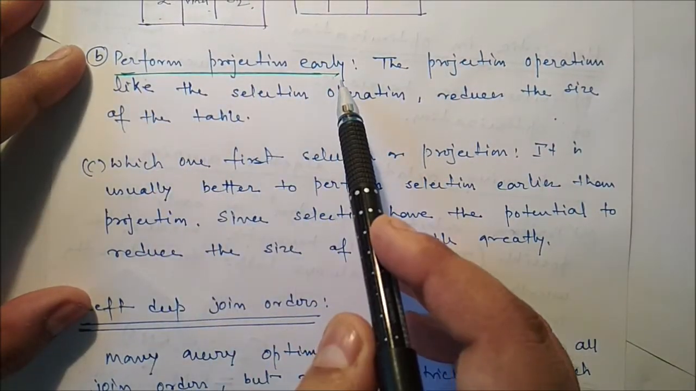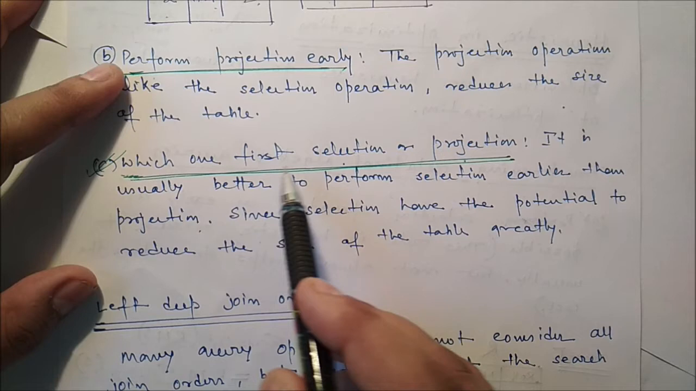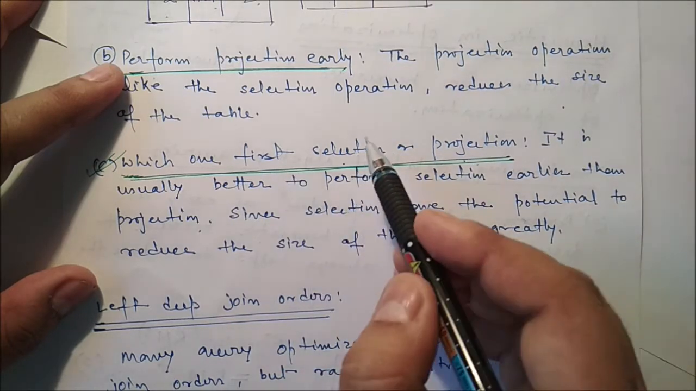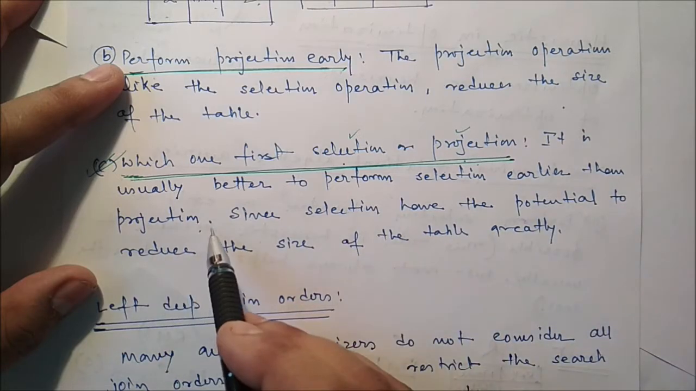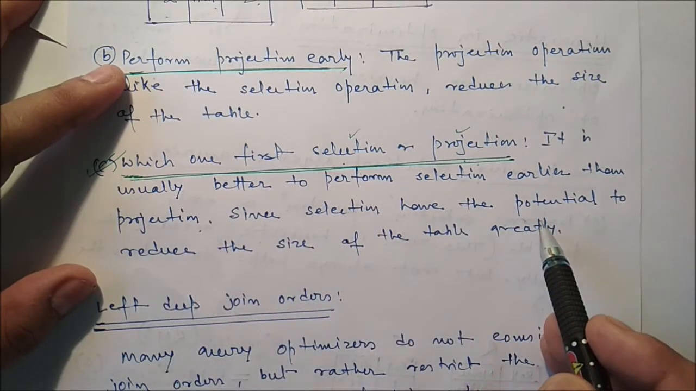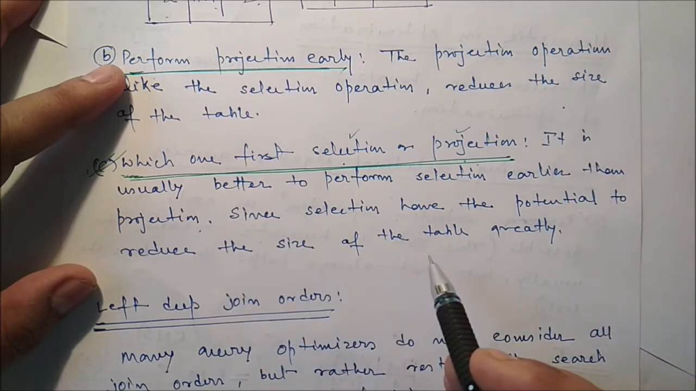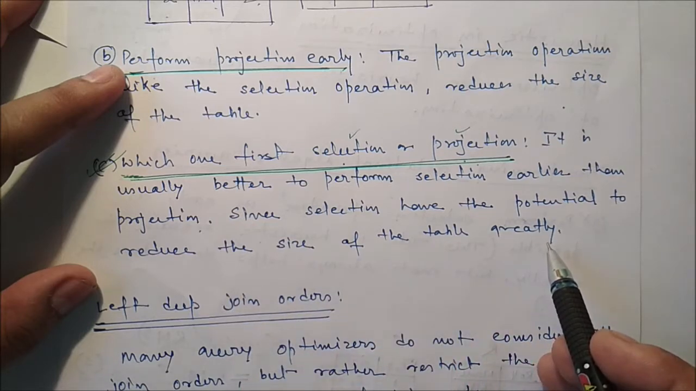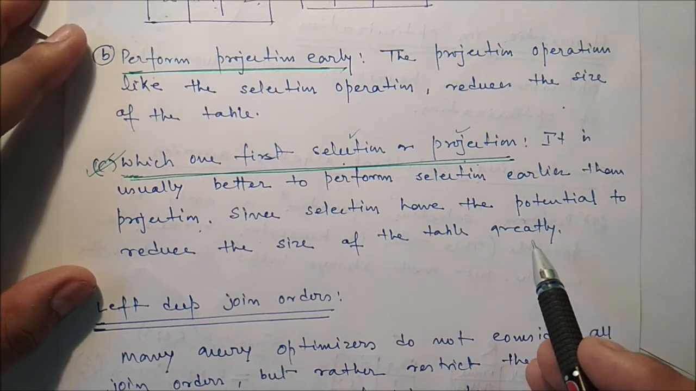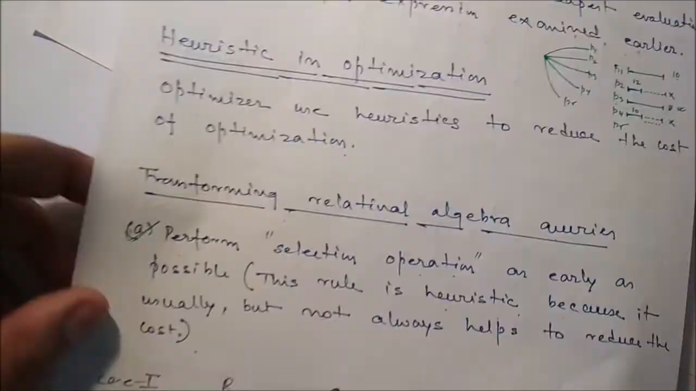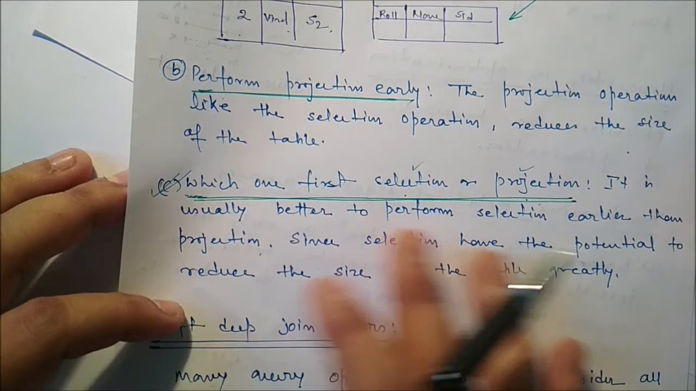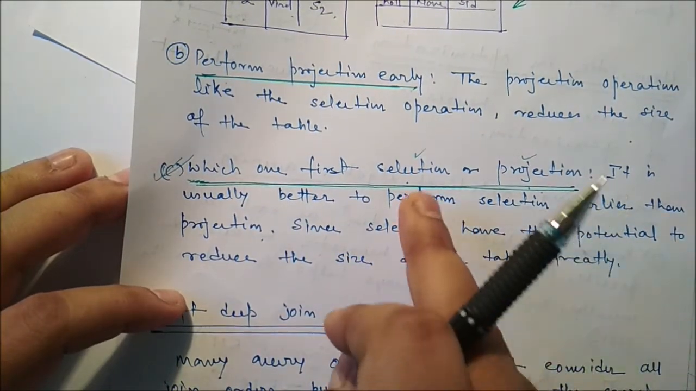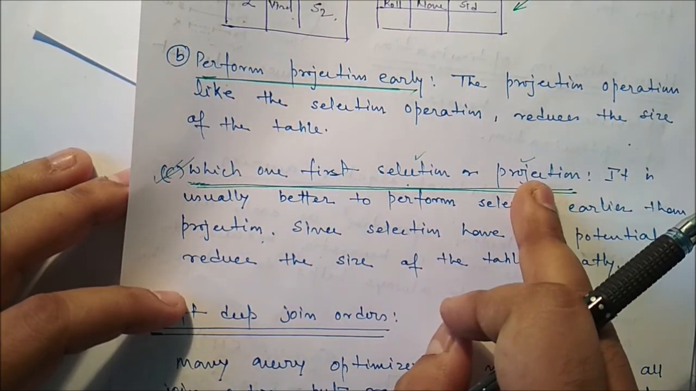So perform projection early. Next, which one first, selection or projection? If two operations are there together, it is usually better to perform selection earlier than projection, since selection has the potential to reduce the size of the table greatly. Are you getting this? So if selection is there, perform selection as early as possible. If projection is there, perform projection as early as possible. If both are there, first apply selection, then apply projection.